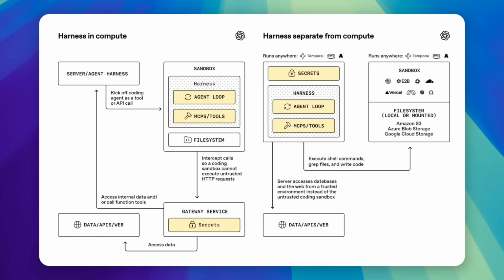Your credentials live on the harness side. Any code the model generates runs in the sandbox, isolated from your secrets, so a prompt injection attack can't reach your API keys. And if the sandbox crashes mid-run, the agent state is saved externally and it picks back up in a fresh container automatically.